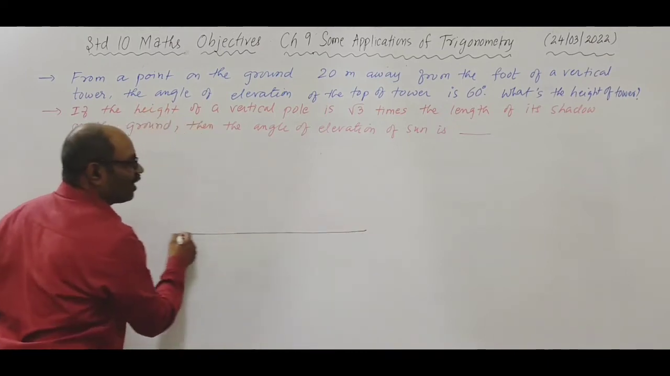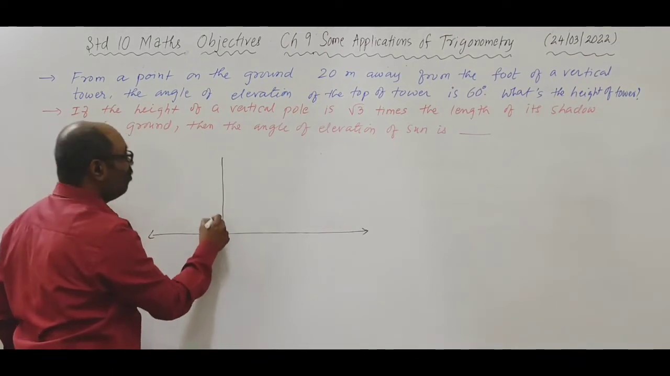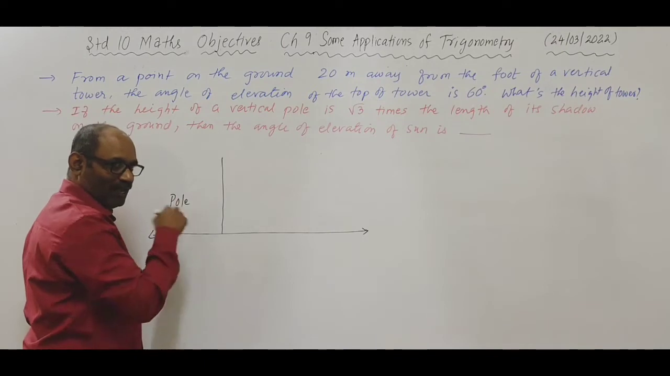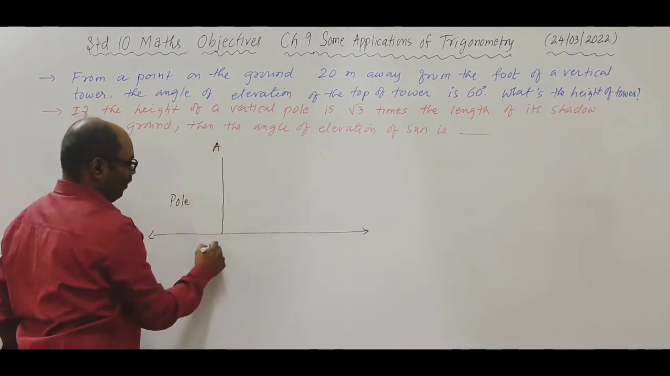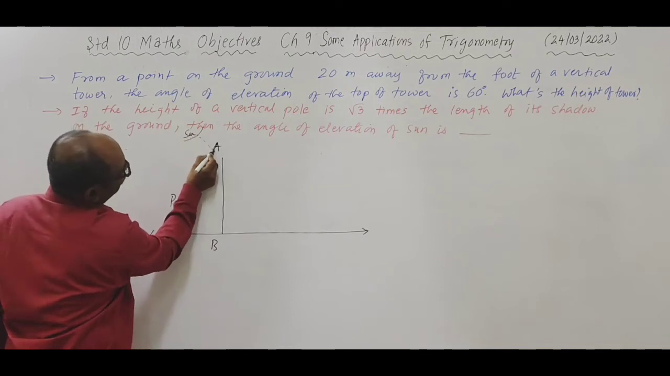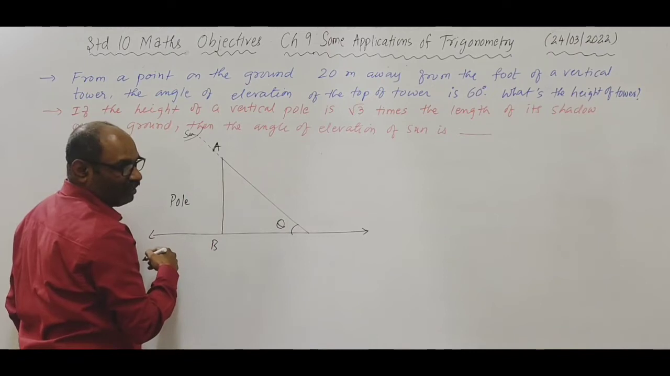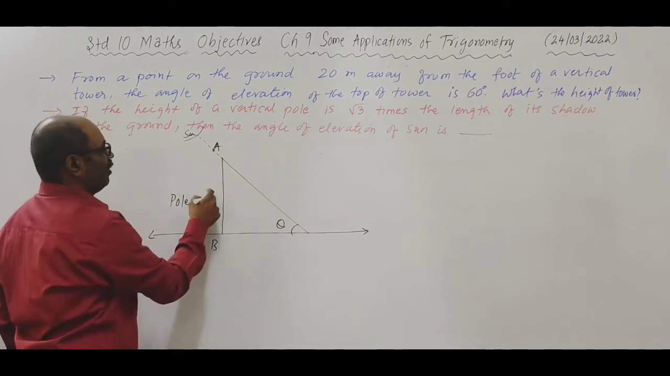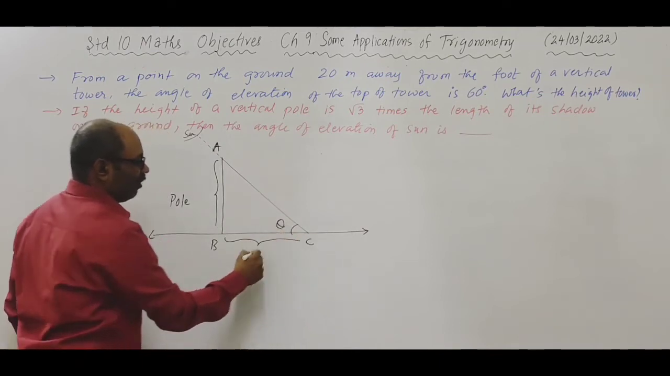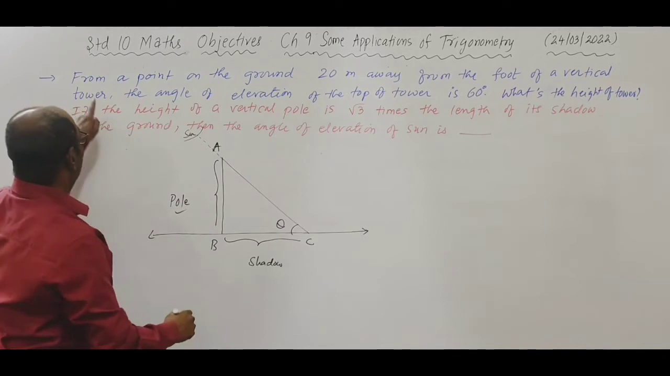Children, once again you have the earth surface, you have this time a pole. Earlier it was a rod, this time the pole is AB and here is our sun. This is the angle of elevation of the sun. This is the length of the pole. And this is the length of the shadow, and here is the pole.